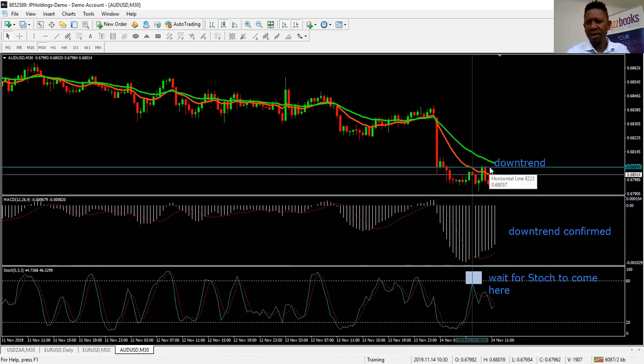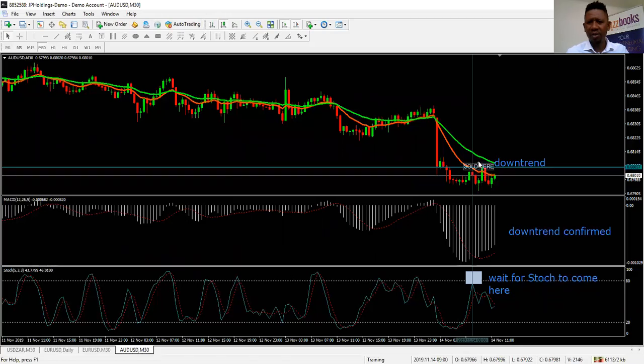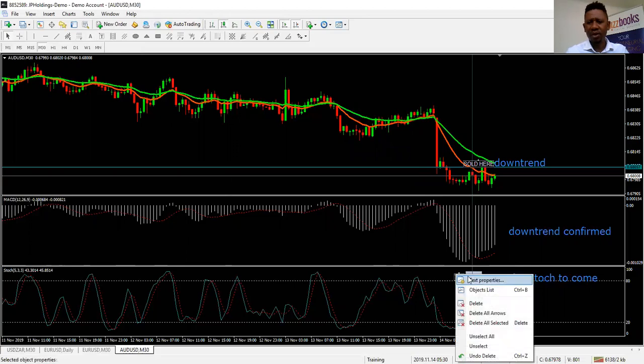So when the price came around 0.68, this was a sell entry, so they went to sell there. They sold here. If they sold there, it was a downtrend confirmed in the stochastics. I'm going to write another one. They sold at this time. Sold here. Okay, everything was fine. So that's exactly what happened.